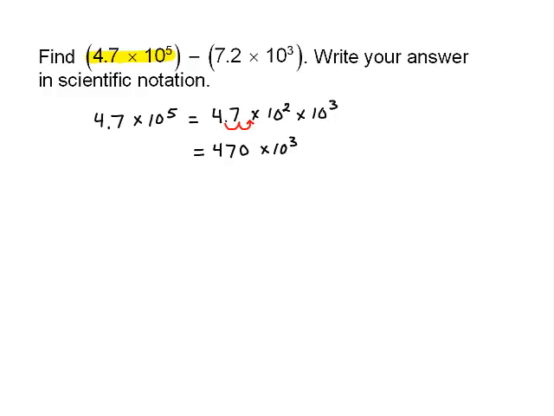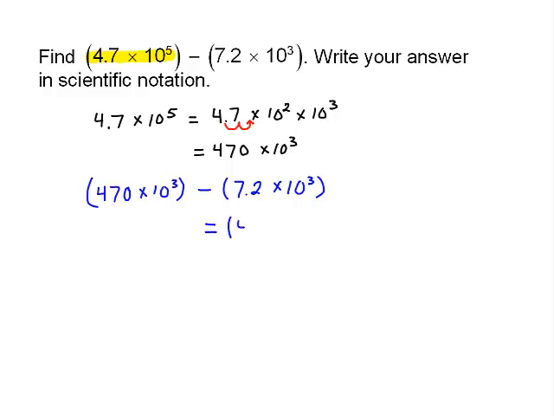Write the expression. We have 470 times 10 to the 3rd minus 7 and 2/10 times 10 to the 3rd. Remember, to subtract numbers written in scientific notation with the same power of 10, subtract the factors. Next, we need to use the distributive property to rewrite the expression. We are pulling out the common factor, 10 to the 3rd.